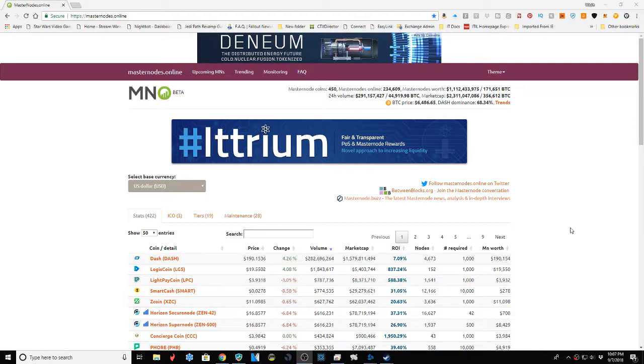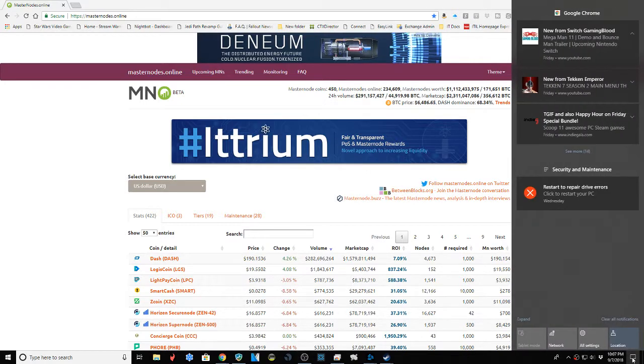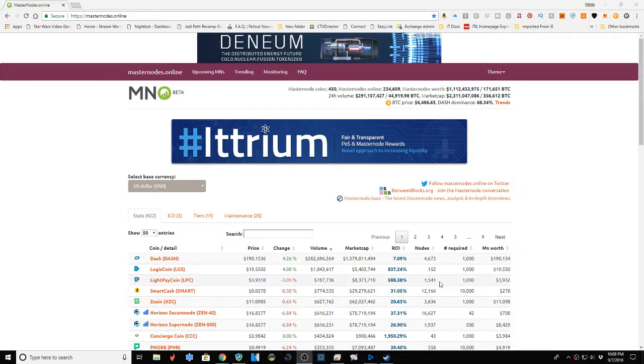Today, I thought it might be interesting to show you guys how I pick another coin for a masternode. And we're going to start by learning a little bit about how to read Masternodes.online, which is a site I use to basically do some research on any of the coins that I want to put into my masternodes that I own.